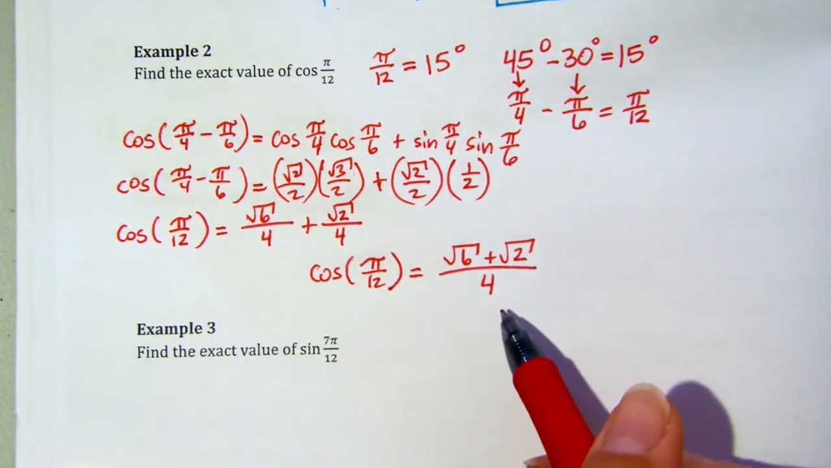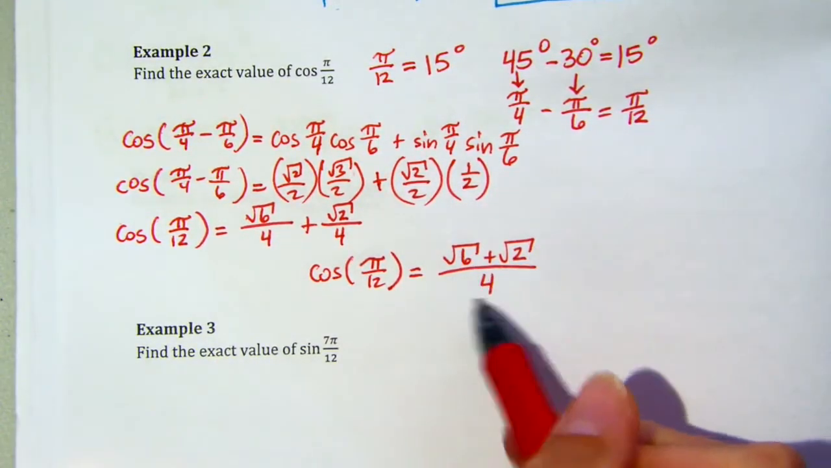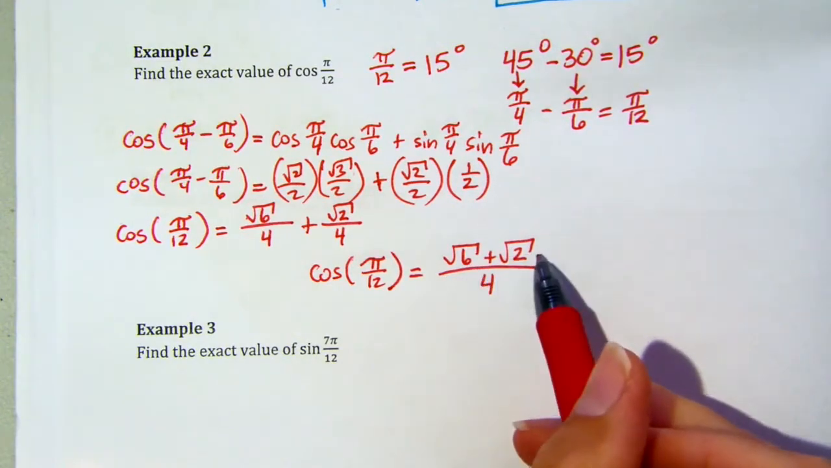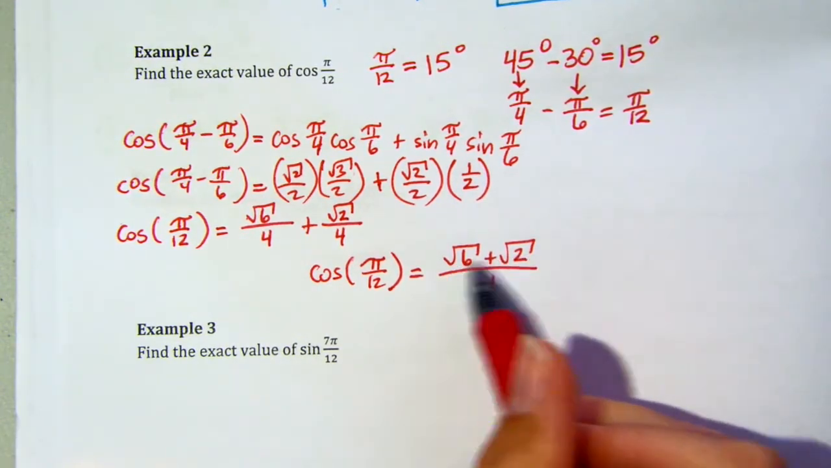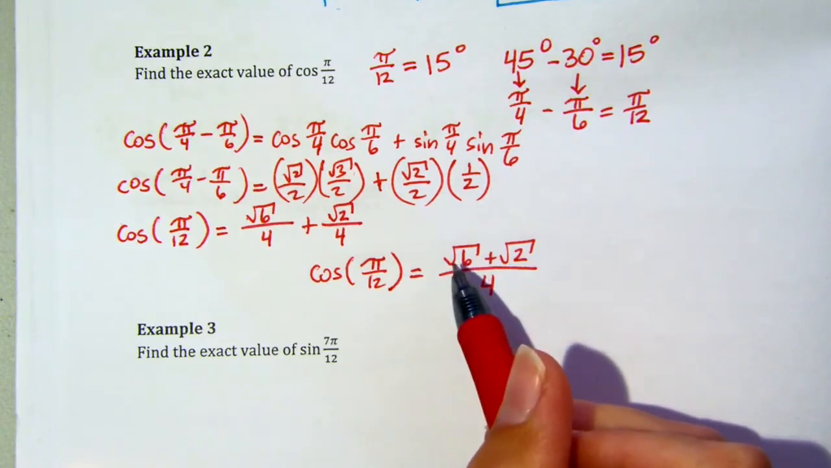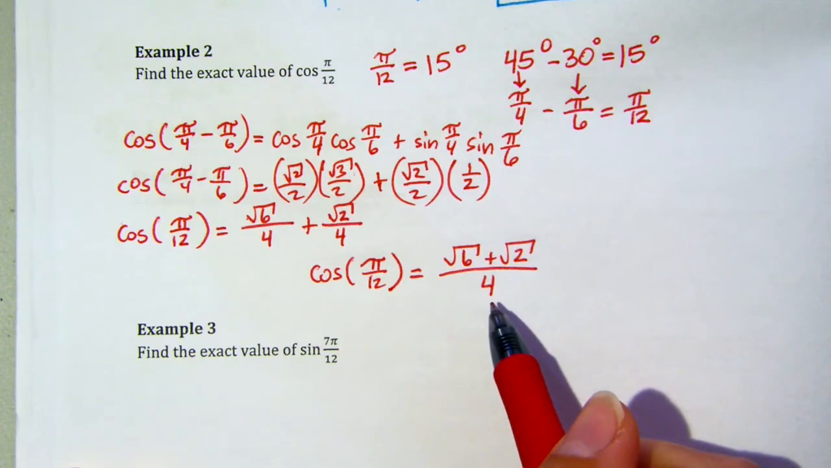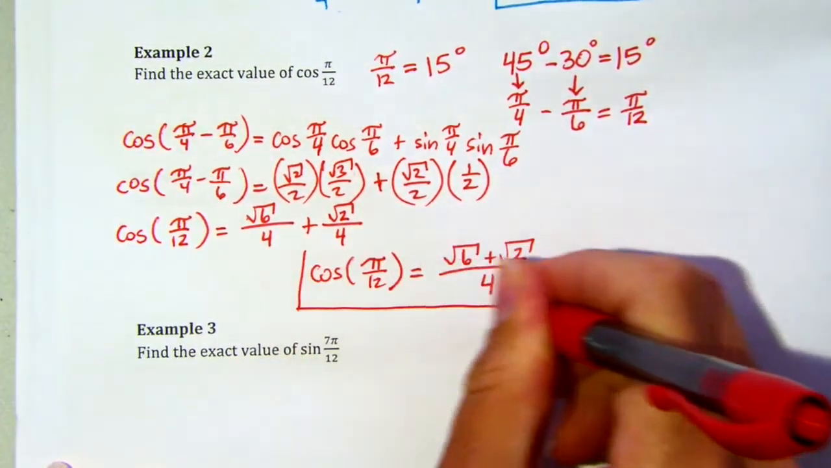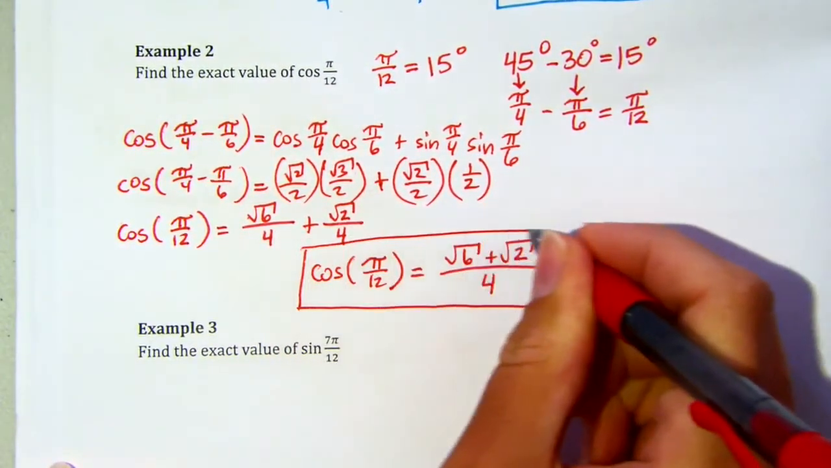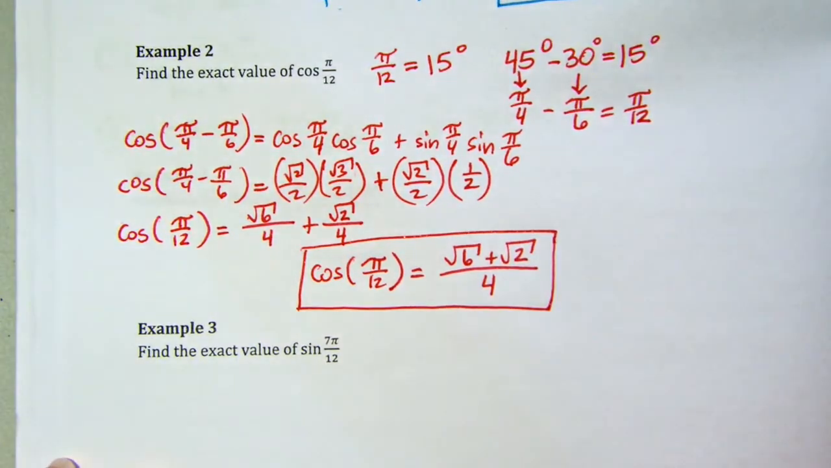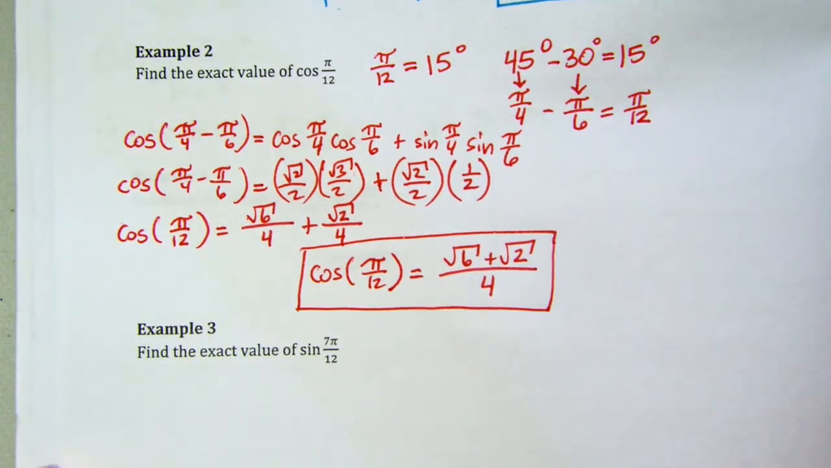Some of you might wonder, couldn't we simplify these since there's a 2 in all of them? But since the ones in the top are in radicals or in roots and the one in the bottom is not, we do not have the ability to simplify. So we have to leave this as the square root of 6 plus the square root of 2 all divided by 4.